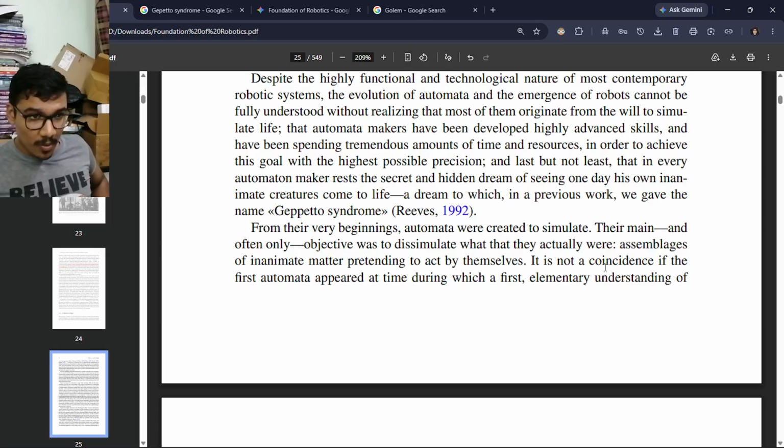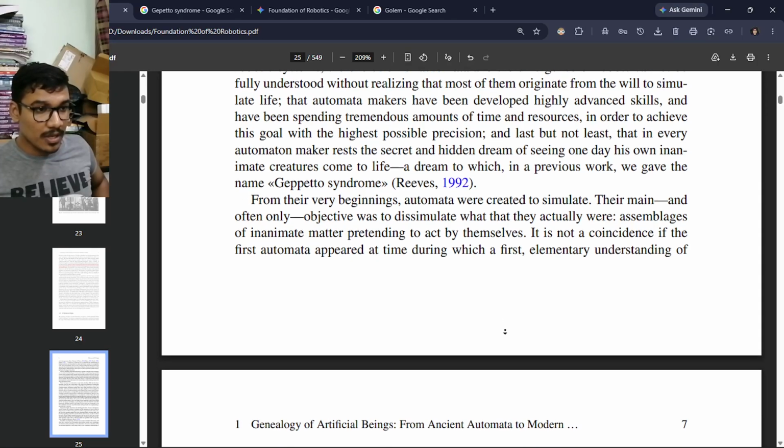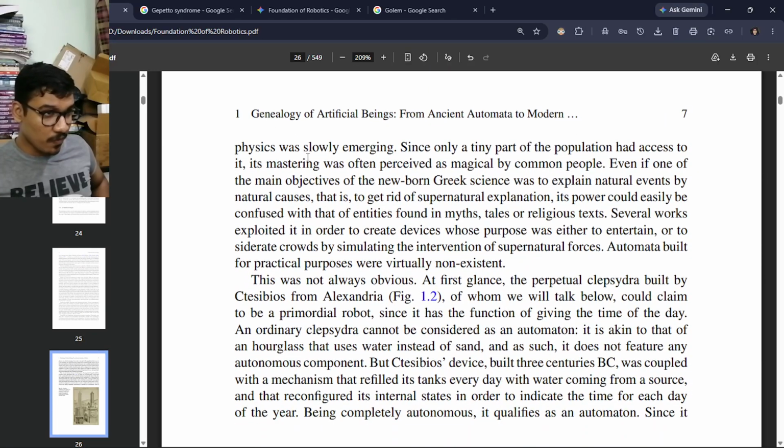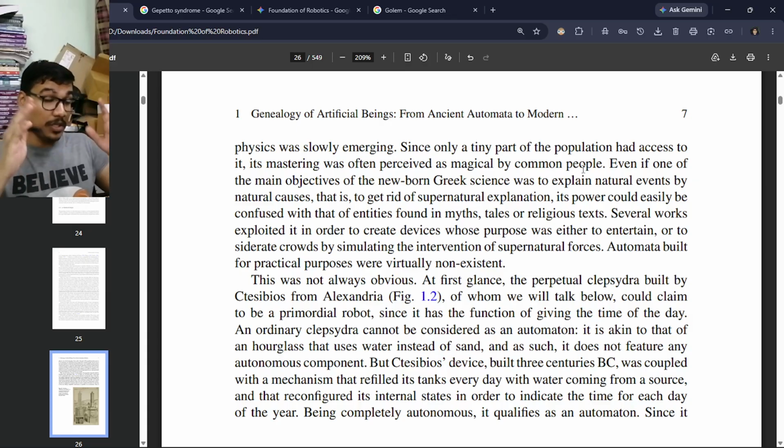It is not a coincidence that the first automata appear at a time during which a first elementary understanding of physics was slowly emerging. Since only a tiny part of the population had access to it, its mastery was often perceived as magical by common people. Okay, so in that era, I don't know what era they are talking about, perceiving robotics and physics was considered as magic.